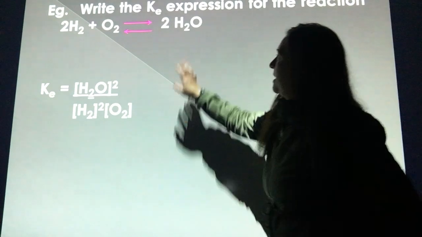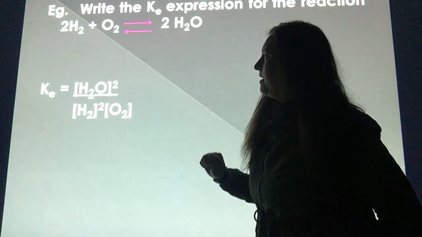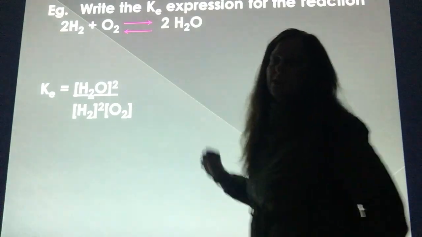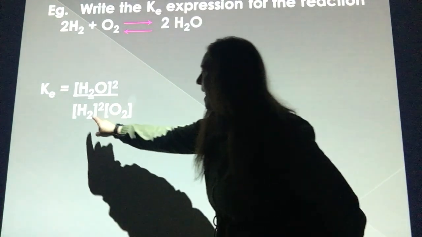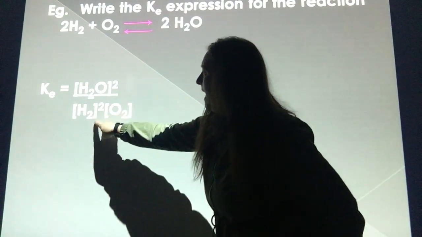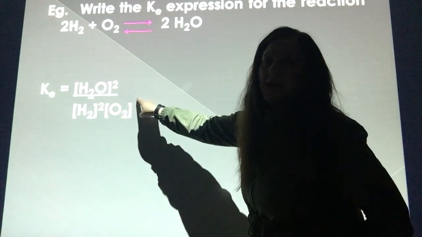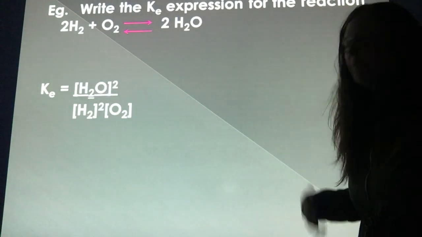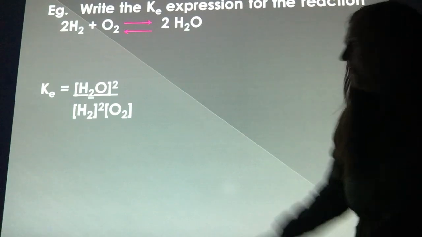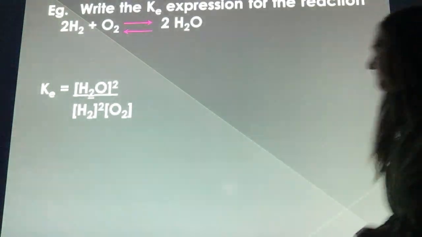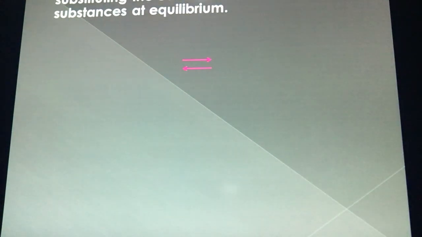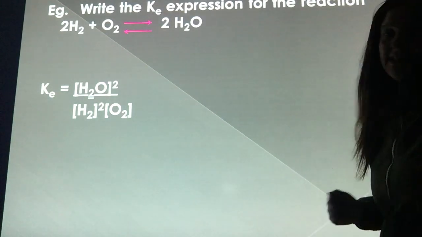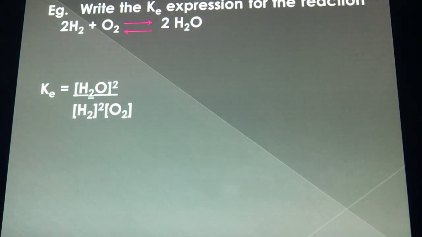Again, we just said our formula: K_e is products over reactants. We only have one product, water, [H2O] to the power of 2. That was the coefficient. And then we have two reactants, [H2] to the power of 2, and [O2] to the power of 1. You could put a 1 there, you don't have to. It's not wrong if you do, it's not wrong if you don't. If there's no number there, we assume it's 1. So that's it. That's how you write it. If I just ask you to write the K_e and I don't give you any values, it's that simple.